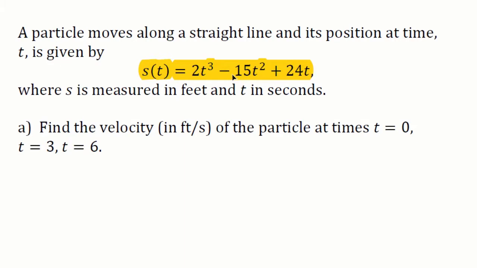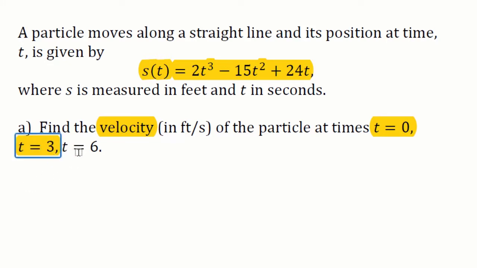So s is measured in feet and t is in seconds. Problem A: find the velocity. This is new terminology, and I will be explaining it for anyone viewing my video. Find the velocity in feet per second of the particle at times. There are actually three little problems in one question A of our current example. At time t equals 0, and how fast is the particle moving at time 3?